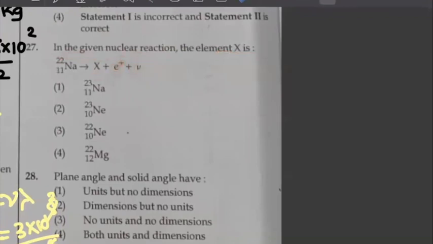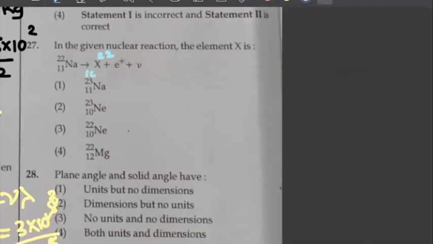E plus is a positron. So where does a positron come from? A proton has split into a neutron and a positron. So the number of protons has gone down by 1, and the mass number A has remained the same. So I will get 22, but the atomic number went down by 1. Is there a 10, 22 somewhere? Yes, there is.